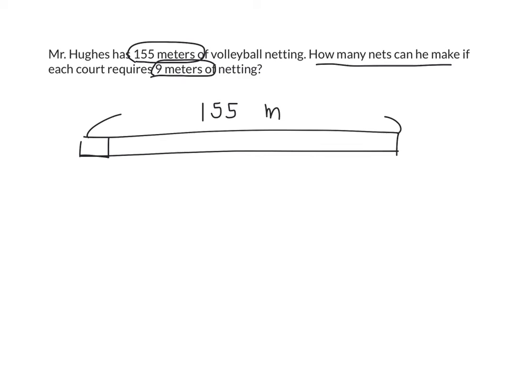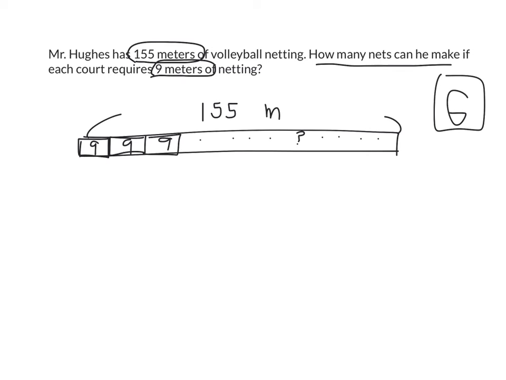And if I want to make 1 net, I need 9 meters. If I make another net, I need 9 meters. If I make another net, I need 9 meters, and so on and so forth. And I want to find out how many there are altogether. So is this grouping or sharing? Grouping. Good, G for grouping.